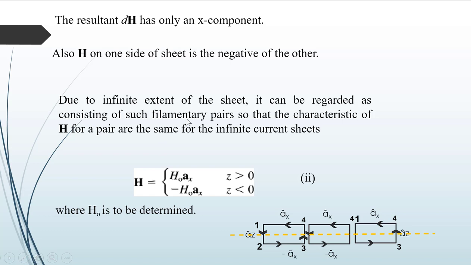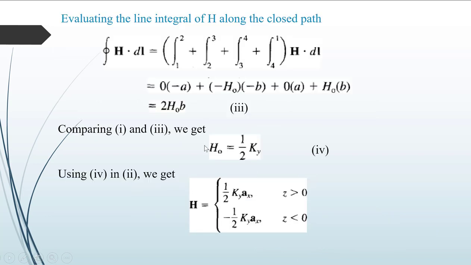So due to infinite extent of the sheet, it can be regarded as consisting of filamentary pairs, so that the characteristics of H for a pair are the same for the infinite current sheet. So we will integrate H·dL. To integrate H·dL, we have to consider all four paths: 1 to 2 H·dL, plus 2 to 3 H·dL, plus 3 to 4 H·dL, plus 4 to 1 H·dL.